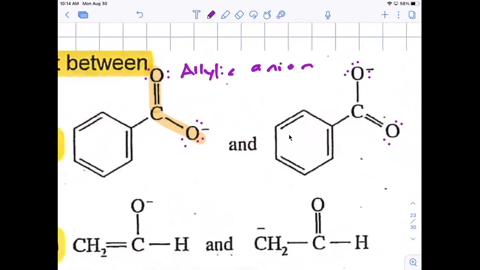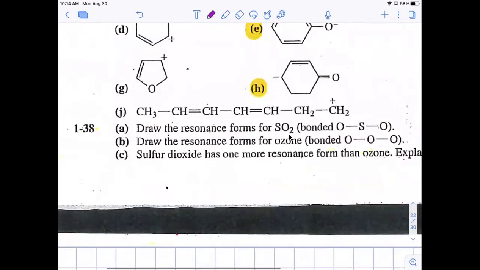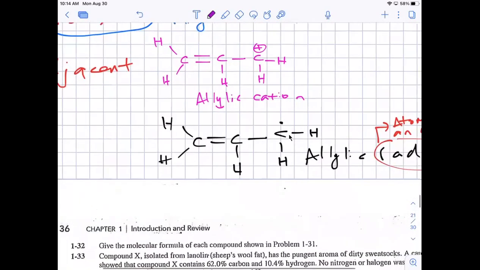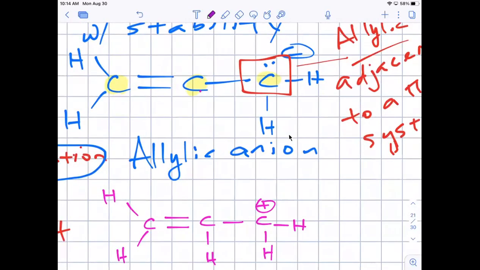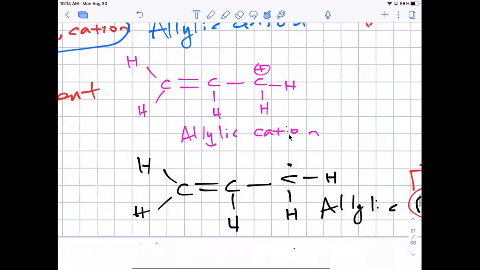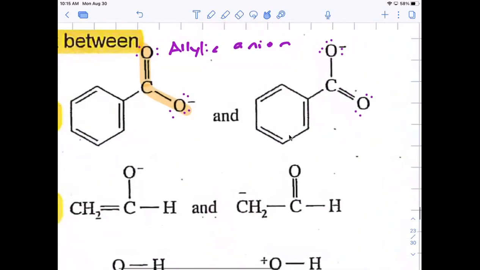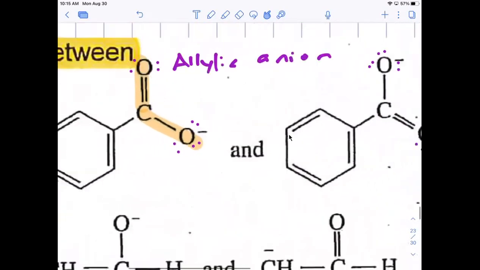Right, it's a type. Let me go back and show you, refresh you. So this was the allylic anion right here, right? You see how you have a negatively charged atom, in this case carbon, that's adjacent to a pi system. All right, so anytime you see that pattern, you can do resonance. So let's go back down to here. All right, anytime I see this pattern, I can do resonance.